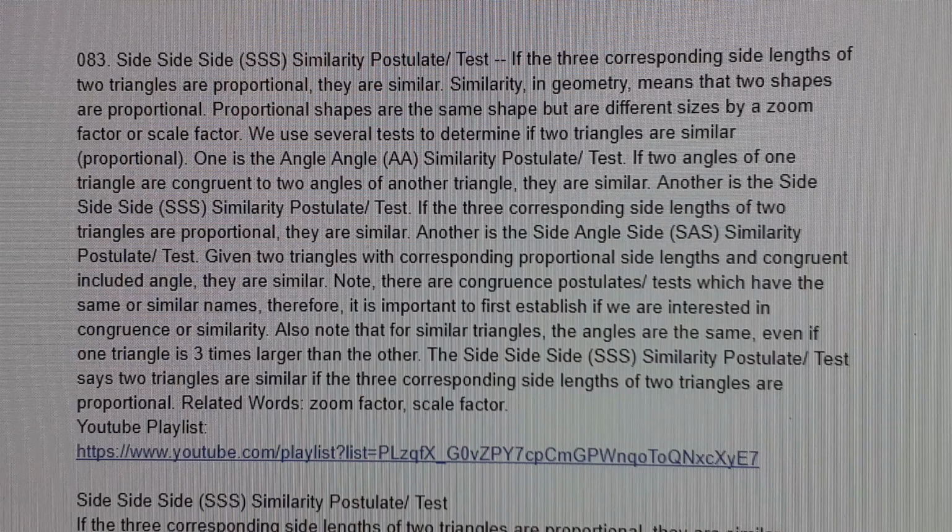Note there are congruence postulates / tests which have the same or similar names. Therefore, it is important to first establish if we are interested in congruence or similarity.